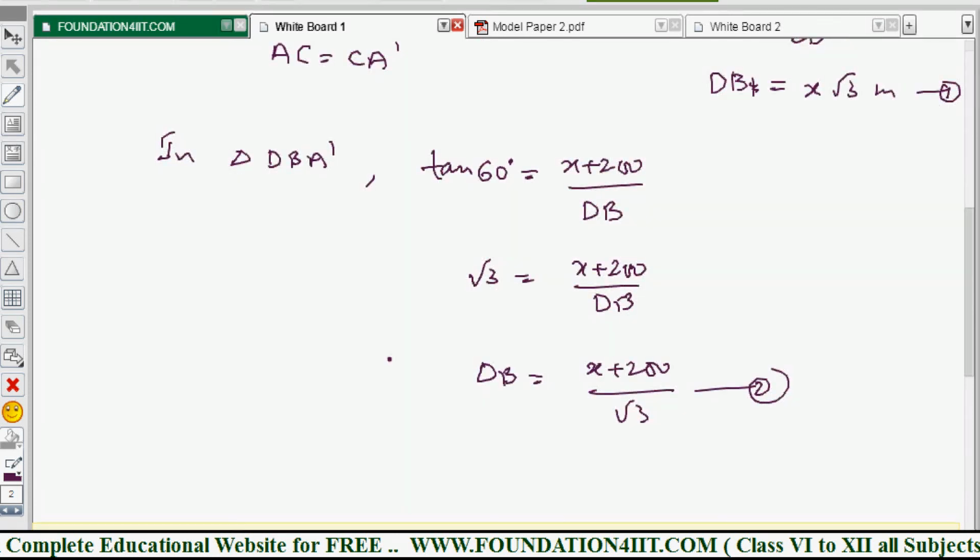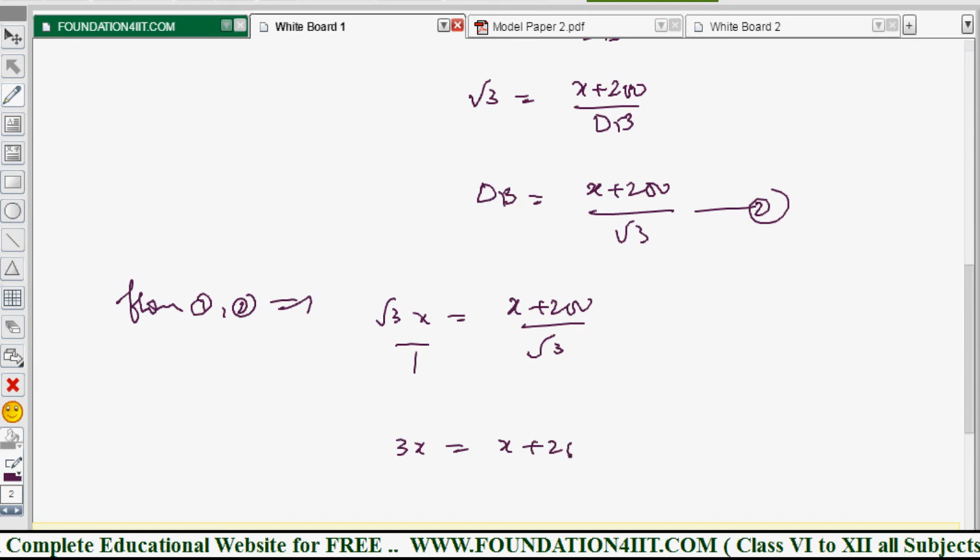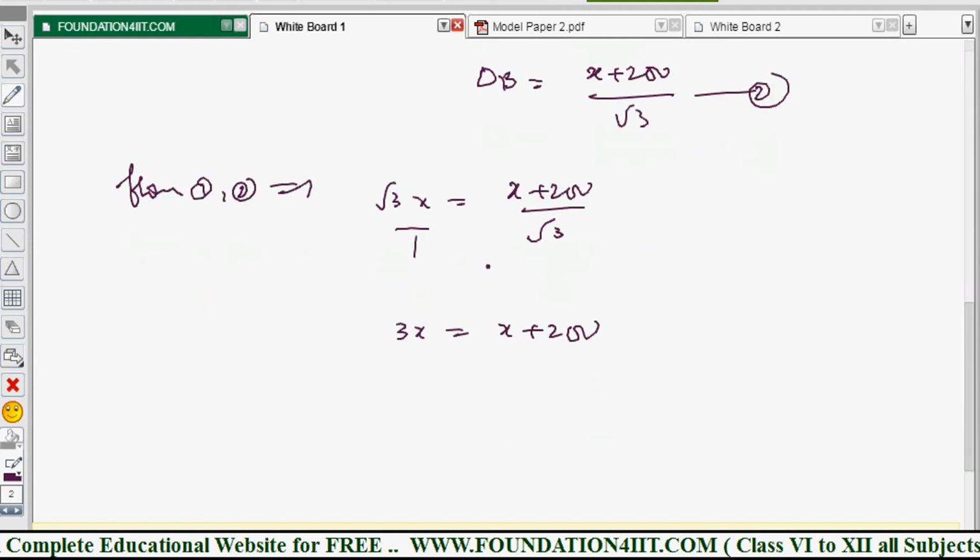Then when it is the same, they are equal. So from 1 and 2, we can write these two values are the same. That is root 3 x is equal to x plus 200 by root 3. Take root 3 this side, that is 3x is equal to x plus 200. Then 2x is equal to 200. x is equal to 100. So the x value is 100 now.